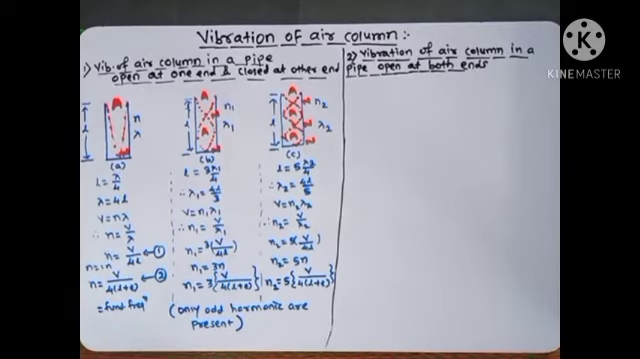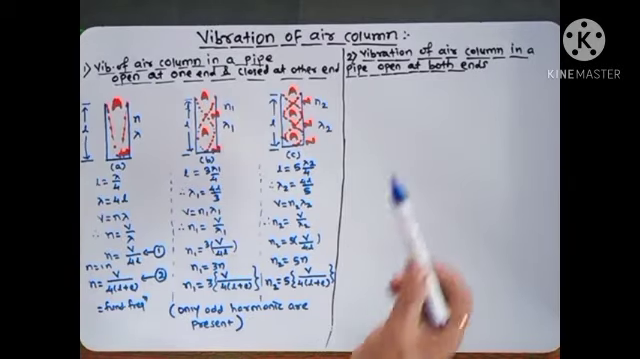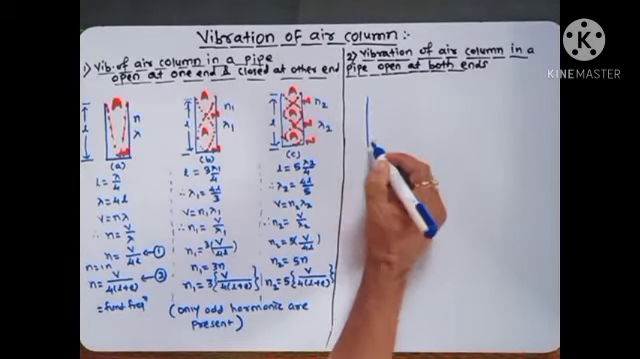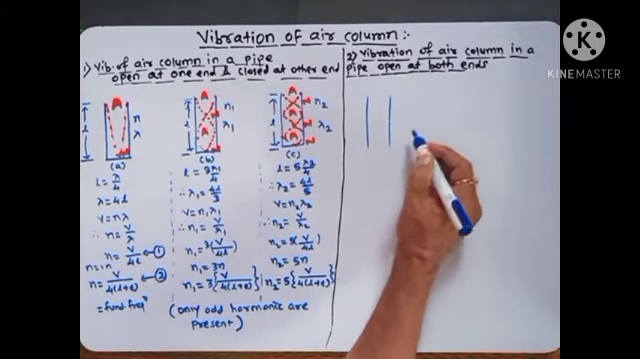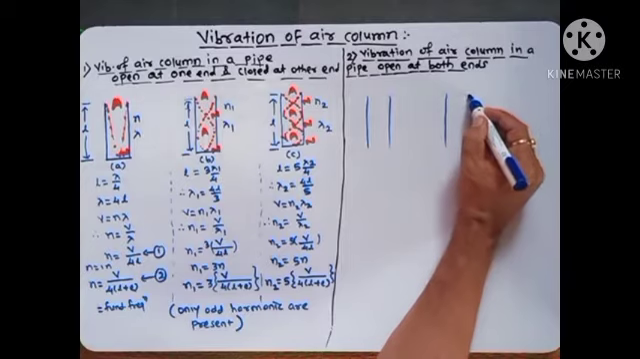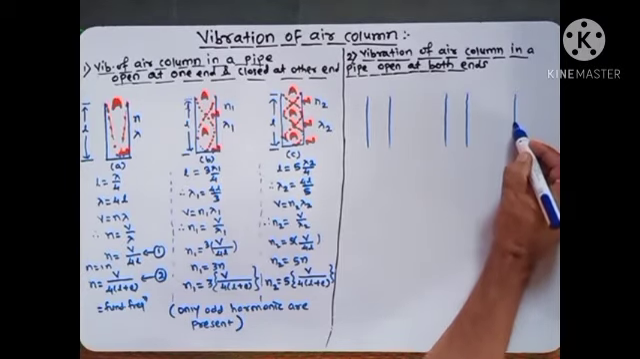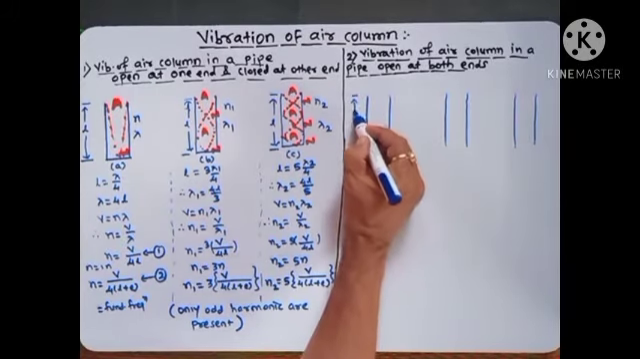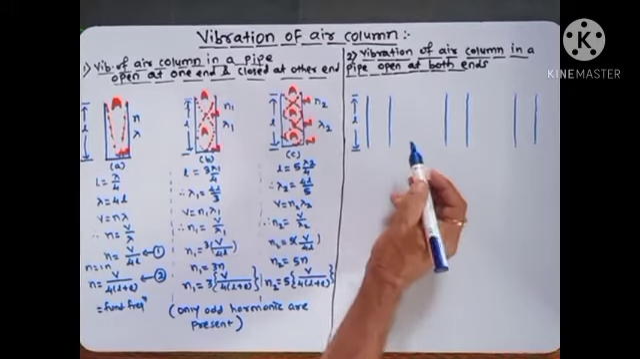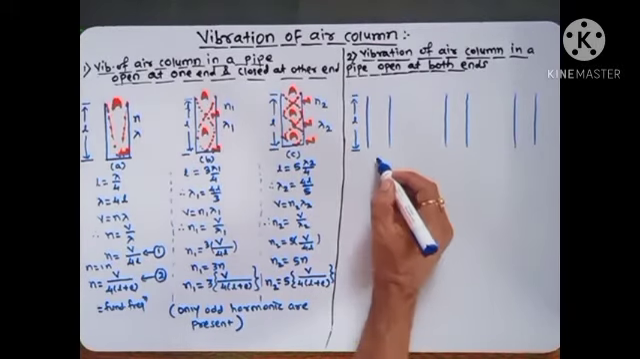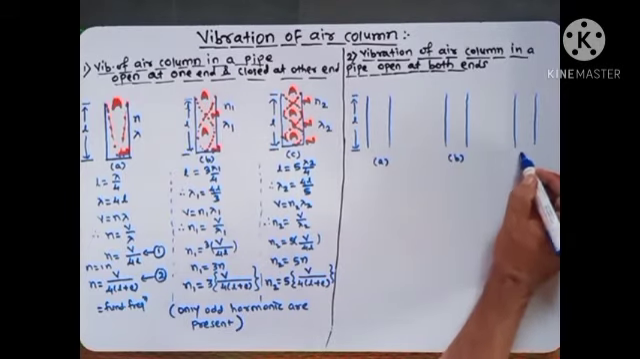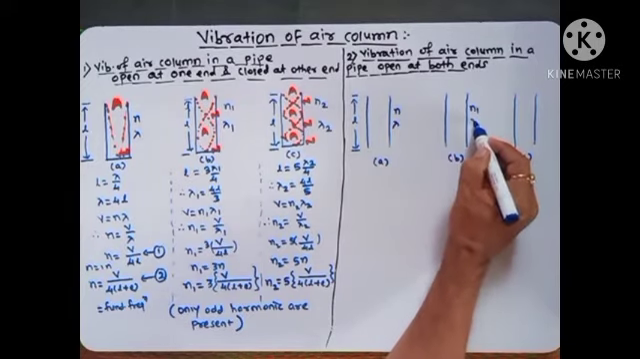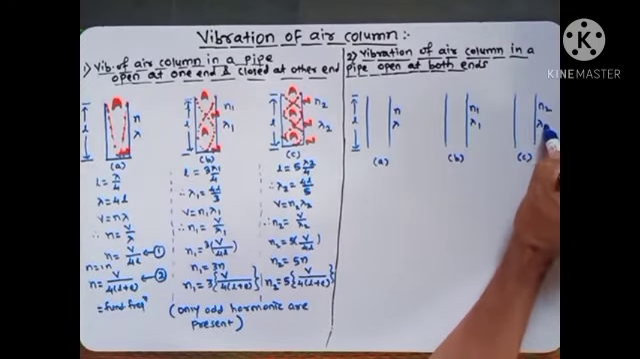Now we will see the vibration of an air column in a pipe open at both ends. Suppose you consider this is the pipe whose length is L, and the same length we consider at every place. This is diagram A, B, C. Here we have n with the wavelength lambda, n1 with the wavelength lambda 1, n2 with the wavelength lambda 2.